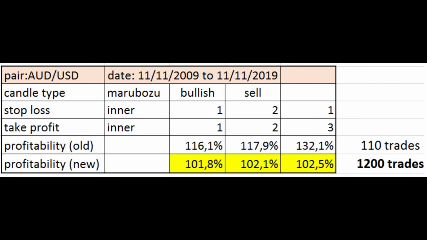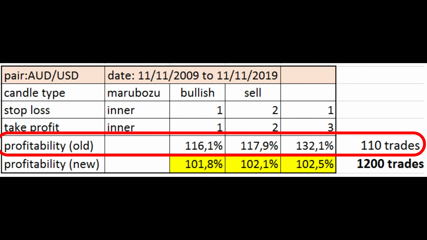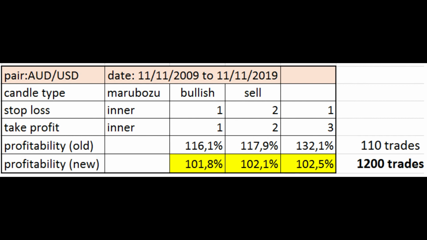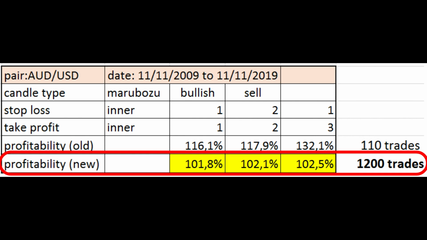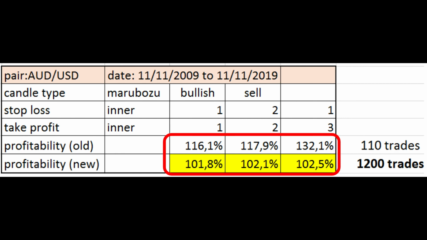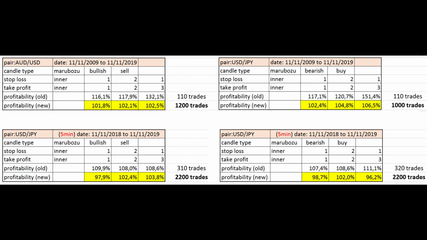Now I took the best pair from each of the 4 tables you saw before. And what's more, I extended testing from 1 year to 10 years. That means if previously there were around 100 samples of the pattern, now there are 10 times more samples or executed trades in tests. And finally, that means profitability fell significantly. With yellow is marked my final test result. And that's it. Final deep result for 1 hour time frame testing of 5 major pairs and Marubozu pattern.